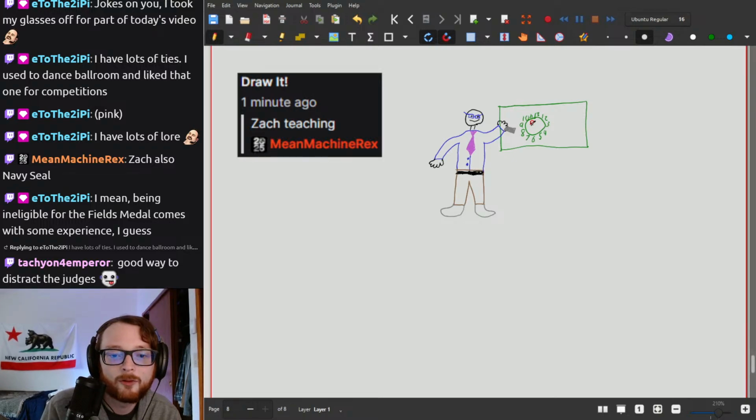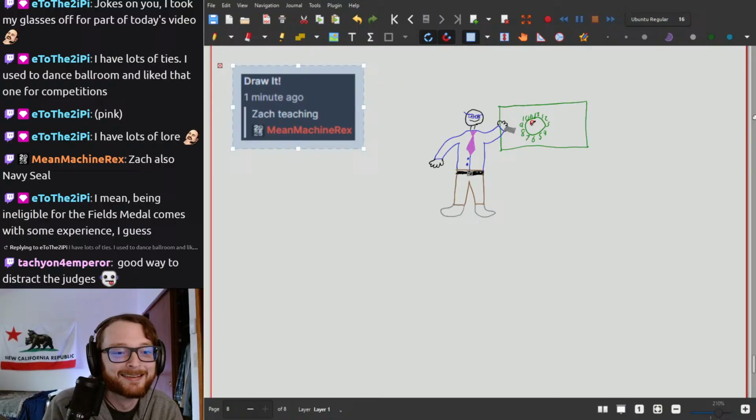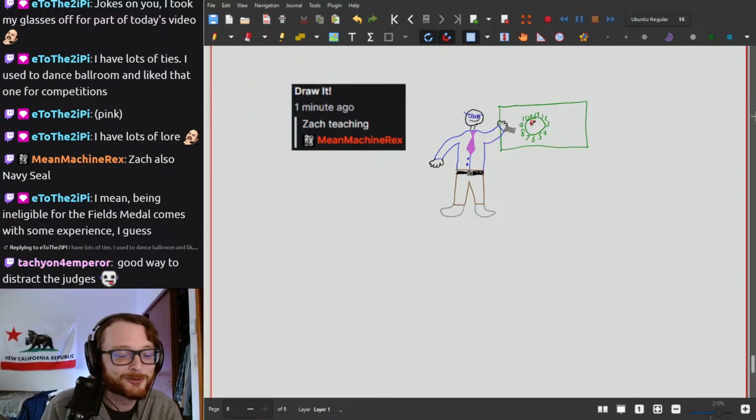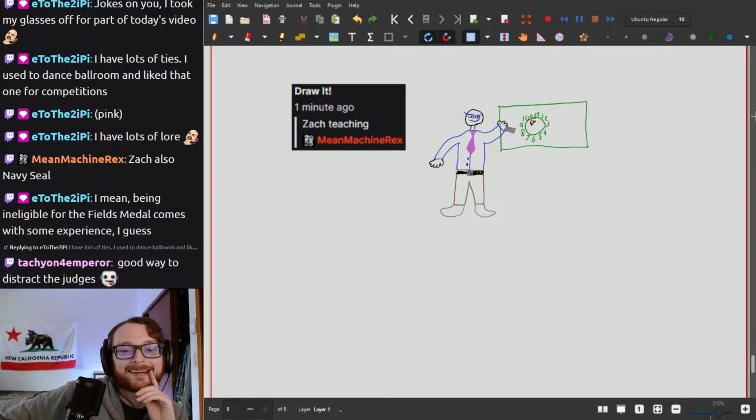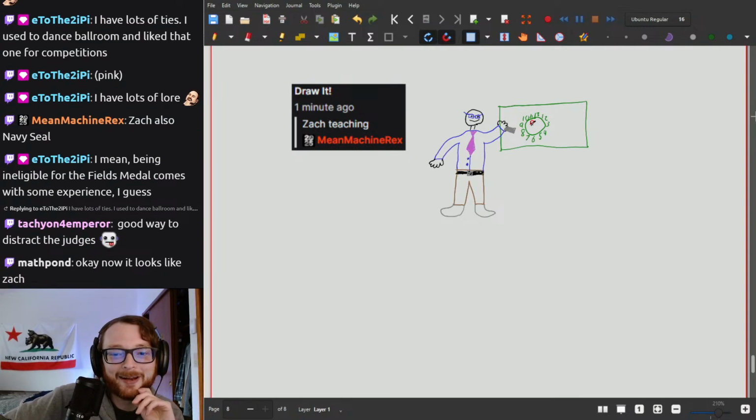And then give you a belt buckle, because why not? Zach also Navy SEAL. Being ineligible for the Fields Medal comes with some experience. Good way to distract the judges. Okay, is there anything else we want to add here? This might be my drawing. Now it looks like Zach. Yeah, it always turns out in the end. Just gotta go one detail at a time.